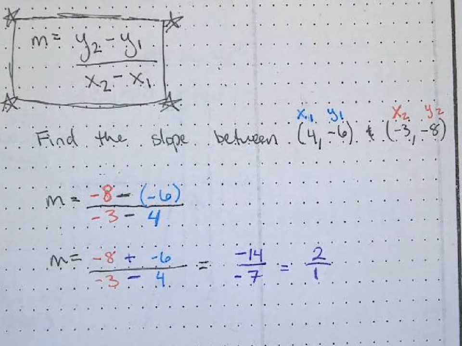And that is how we can find the slope when given 2 points, y2 minus y1 over x2 minus x1.